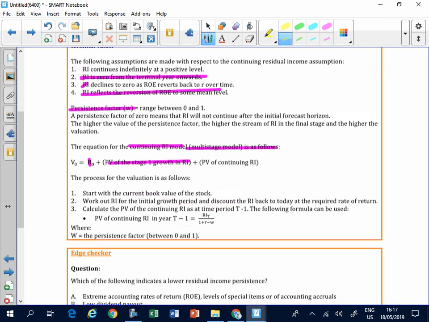There's going to be residual income in year T, so let's call it year 4, divided by 1 plus R minus W, so W is your persistence factor. Once again, if your persistence factor is 1, then your denominator is going to be small, which means that your terminal value is going to be high. Okay, that's how this thing works.